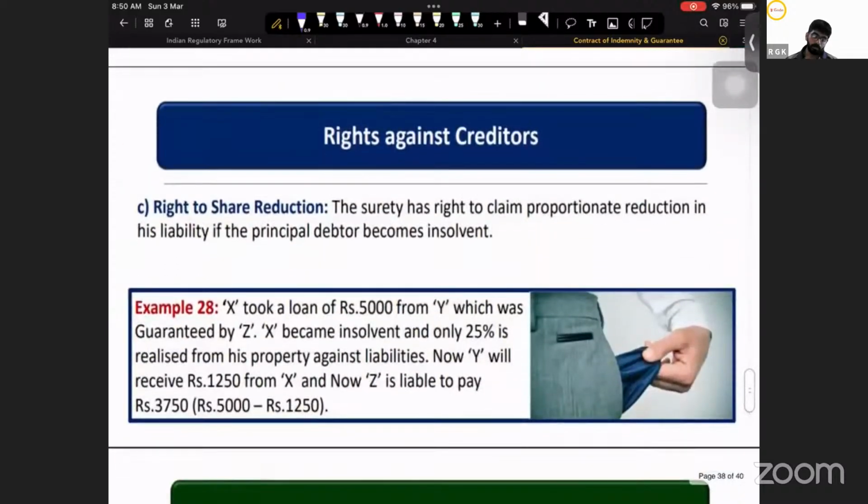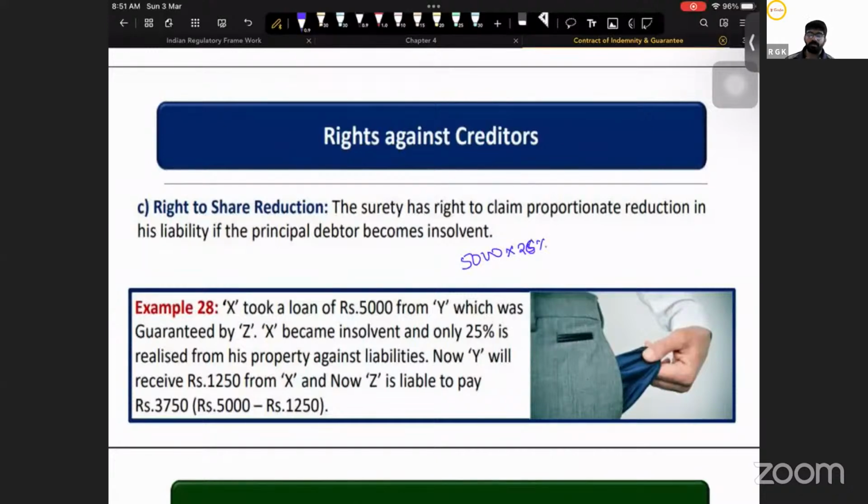Next, the right to share reduction. Let us try to take this with the help of the example given there so that things will be easier for us. X took a loan of 5,000 from Y, which was guaranteed by Z. X became insolvent and only 25% is realized from his property. So out of 5,000, only 25% is realized.